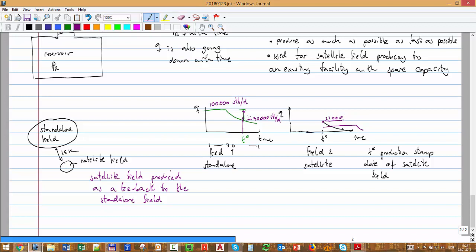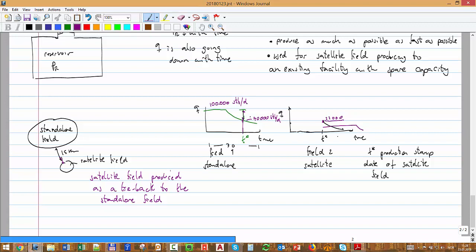So I decide, well, this field has 30,000. So I decide just to put a pipe, not to put any processing facility, any offshore structure. I just put a long pipeline, 15 kilometers to this field, and that field has enough capacity to process it. And then I can produce as much as possible, as quick as possible, and I don't have to wait a long plateau to get revenue.